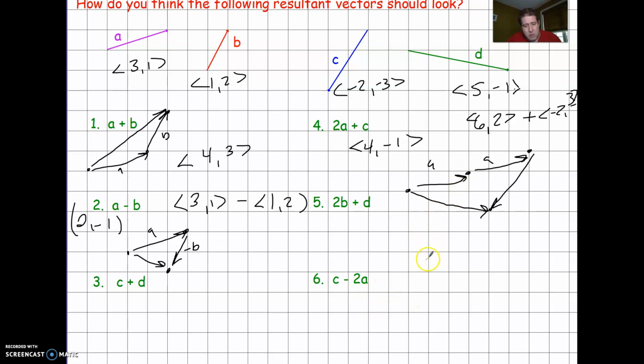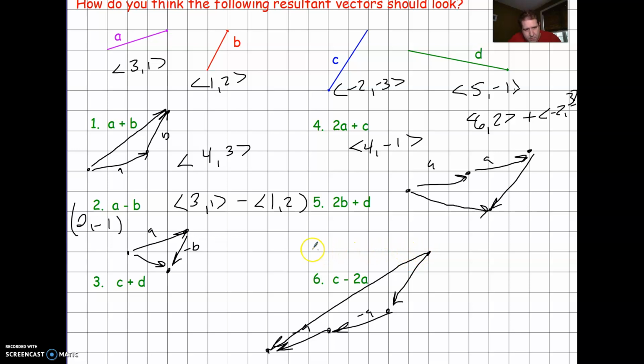C minus 2A. So I'm going to start with C, which is -2, -1, 2, 3. So that's this vector. And then minus 2A. So I'm going to do the opposite of 2A. So I'm going to go left 3, down 1. So left 1, 2, 3, down 1. Left 1, 2, 3, down 1. So there's -A. There's another -A. And it looks like we're going a long way for a resulting vector.